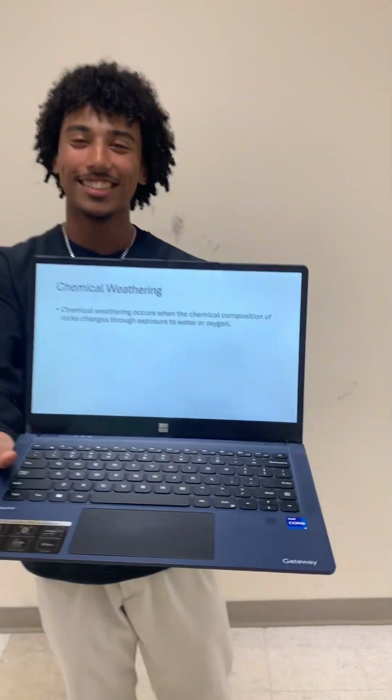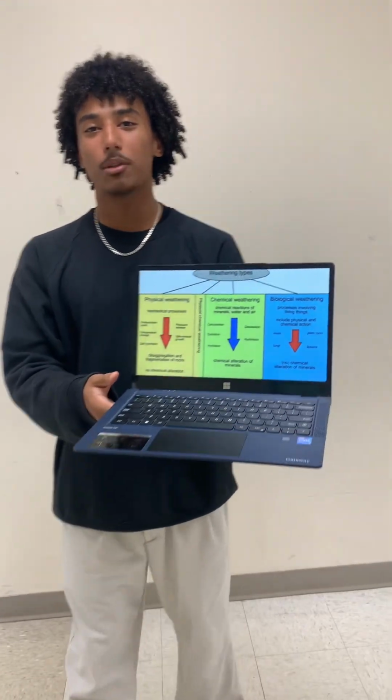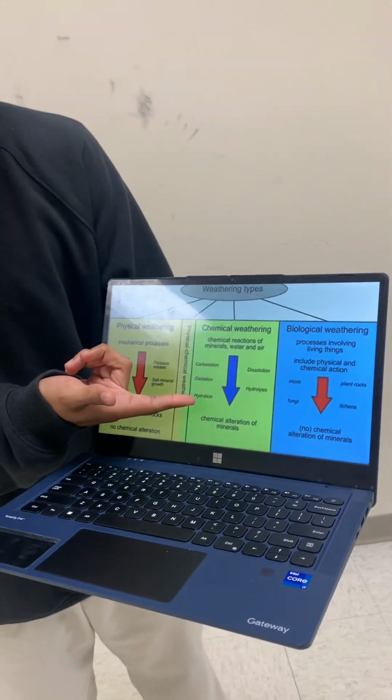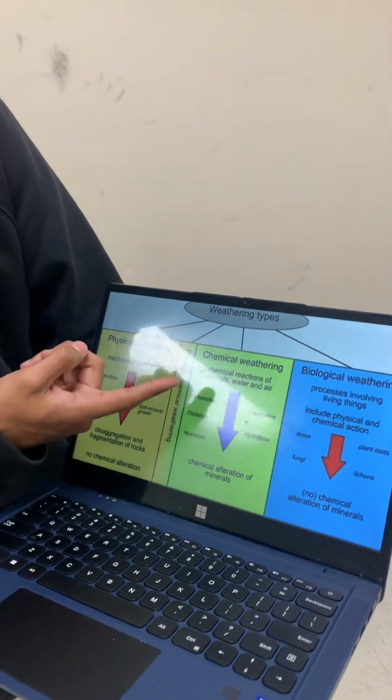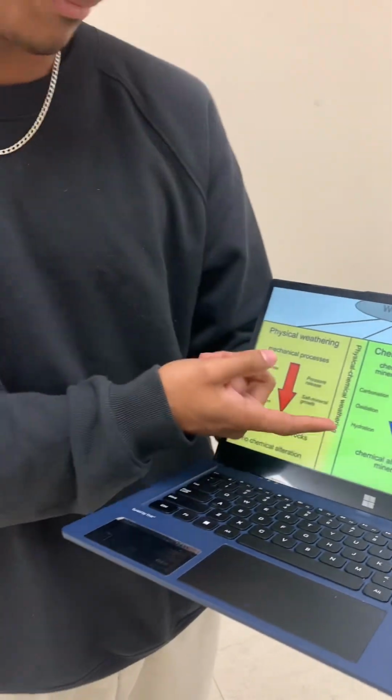My topic is chemical weathering. Chemical weathering occurs when the chemical composition of rocks changes through exposure to water or oxygen. This is a chart that shows different types of weathering. As you can see, chemical weathering is in the middle. These are different types of things that have to do with chemical weathering, and it shows how it alters the chemical composition of minerals.